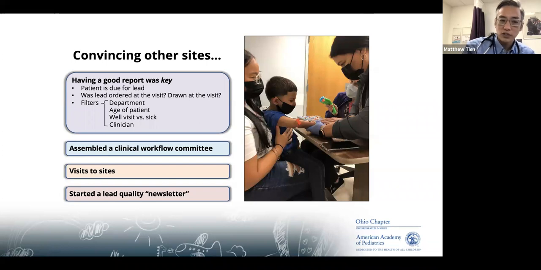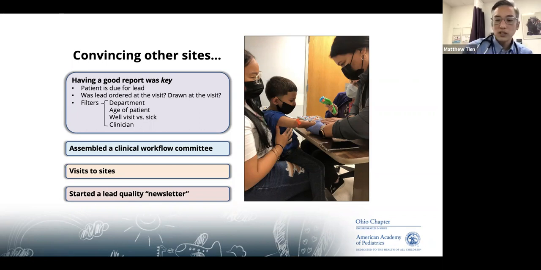So, okay, the patient's due for lead. Now we can look and see, was the lead ordered at the visit? And then we could see, was it drawn that same day? And then we could add some filters, including the different departments across the health system, the age of the patient, whether it was a well visit or a sick visit, and who was the clinician who saw them.